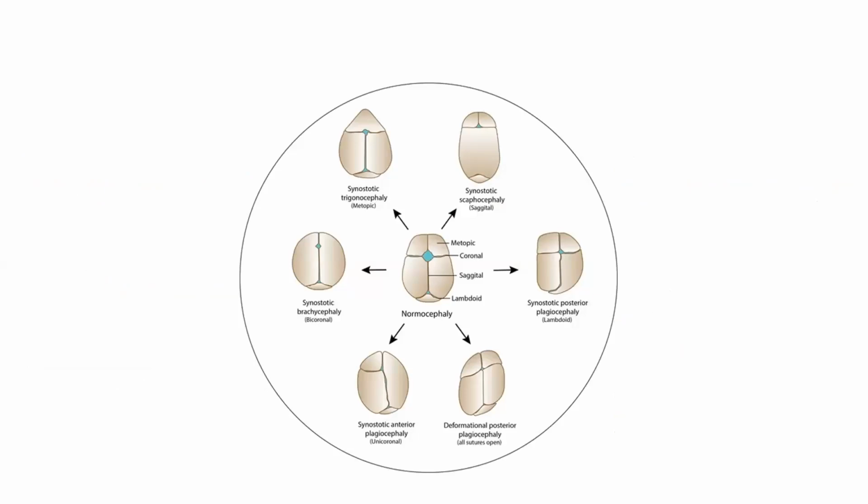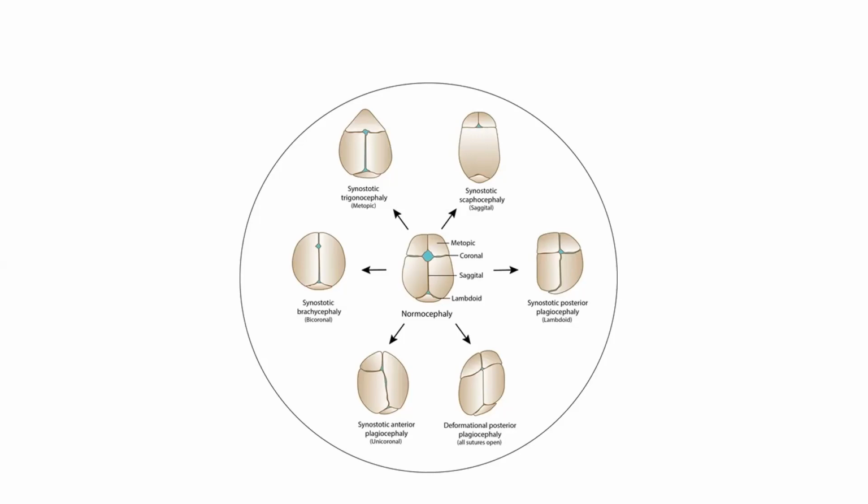You can see over here the metopic craniosynostosis, which is synostotic trigonocephaly, and synostotic scaphocephaly, that is by the premature closure of the sagittal suture. The lambdoid suture gives synostotic posterior plagiocephaly, and if all sutures are open, it is deformational posterior plagiocephaly. And this is synostotic anterior plagiocephaly, if there is only one coronal suture, one-sided coronal suture, a unicoronal suture that can lead to this type of deformity.